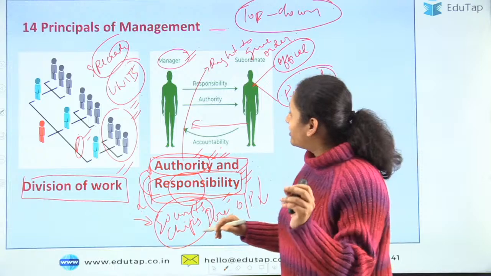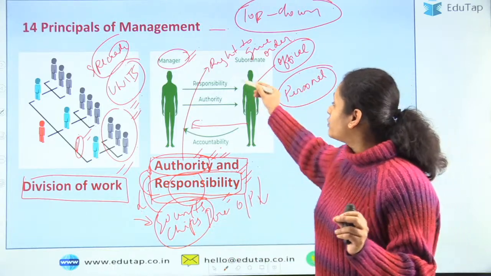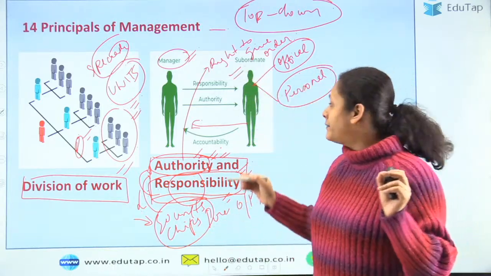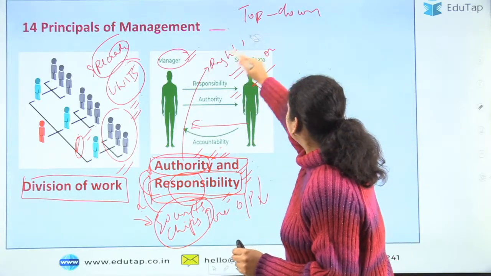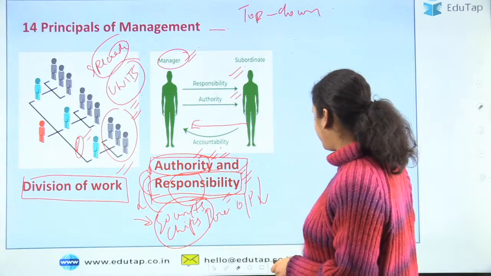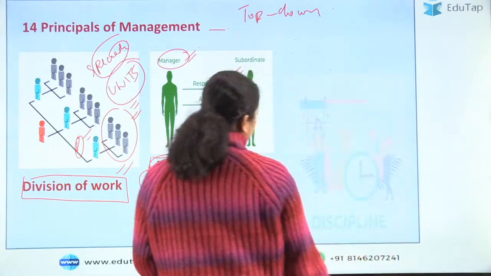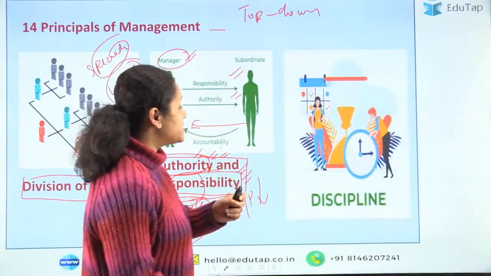So this is what Henry Fayol said, that whenever there would be responsibility, there would be an equal amount of authority. Now let's move to the third principle which was given by Henry Fayol. The third principle is very simple.